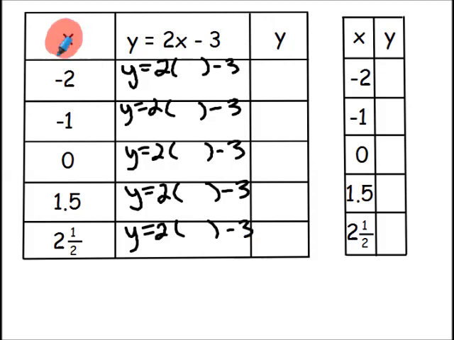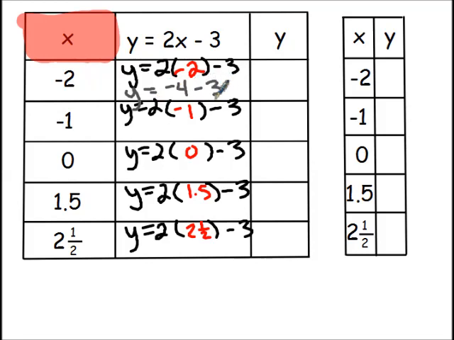So off to the left here, we're given several x values. We're going to substitute those x values into the equation to determine several points. So if x is equal to -2, we can solve for y, for -1, for 0, for 1.5, and for 2 1/2. So we have y equals, and 2 times -2 is -4, and -4 minus 3 will give us -7.